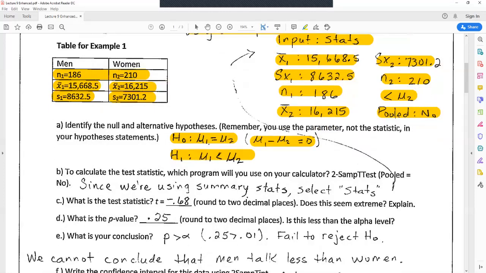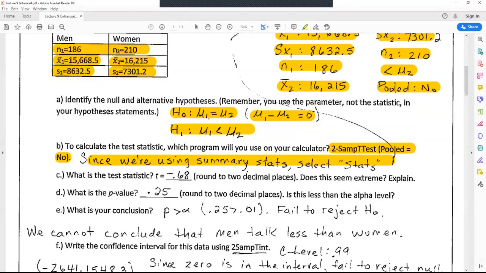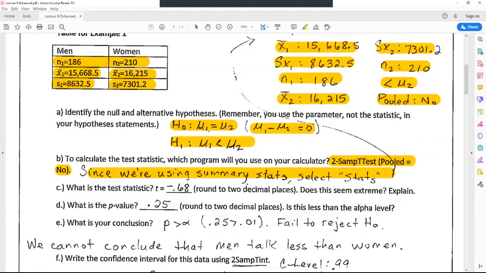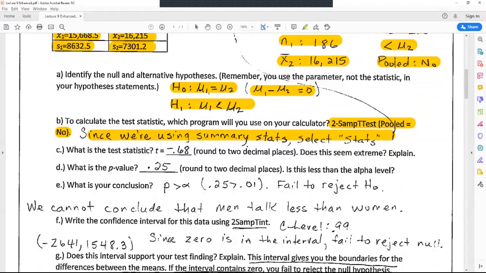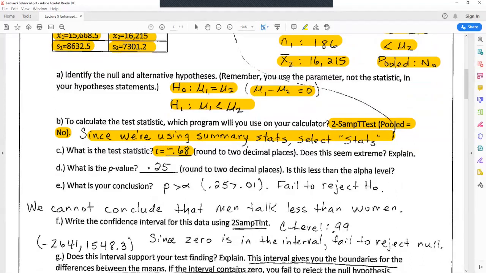To calculate the test statistic, we will use, again, the two-sample t-test with pooled: no. And again, since we're using summary stats, we select stats. I guess that's somewhat redundant, but I want to make sure that you are clear about how to run this particular test. And once you run the data, you should get a test value of minus 0.68.